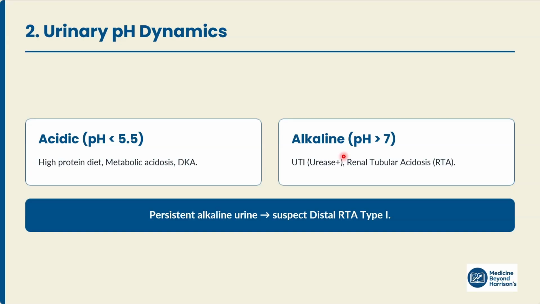So you must always remember, when you look at a urine routine with an alkaline pH, you have to think of two things in mind. One is urinary tract infection with urease positive organisms, or renal tubular acidosis type 1.